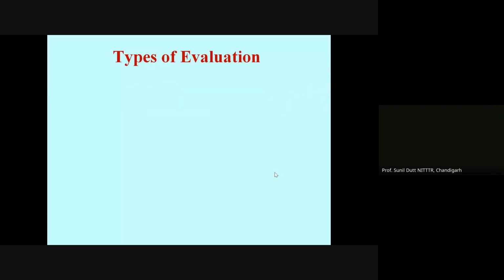Okay, now coming to the types of evaluation, that is, at what stage evaluation has to be carried out. As I told you in the morning also, it has to be conducted before coming to the new topic, because as a teacher you want to ensure that the students possess the prerequisites, whether the students are ready to receive new instruction or not. So that is called placement evaluation.